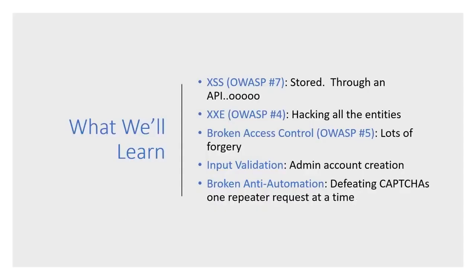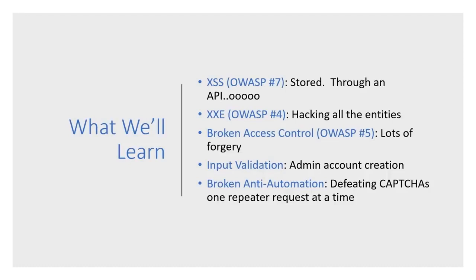Okay, let's talk quickly about what we're going to learn today. We're going to talk about cross-site scripting again, three weeks in a row, stored again, but this time we're going to do it through an API. Ooh, right? We haven't done API cross-site scripting yet. We're also going to be covering XXE, XML external entities. We'll talk about that in way more detail, and then I'll throw you some links of people who do it better than I do. We'll be hacking all the entities.